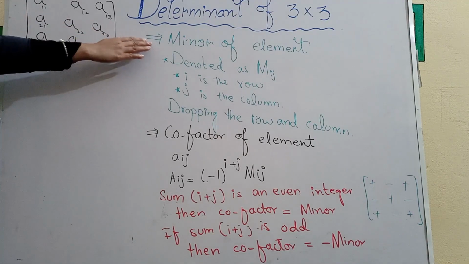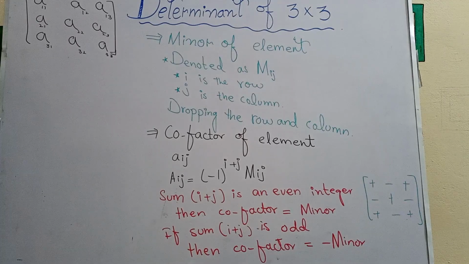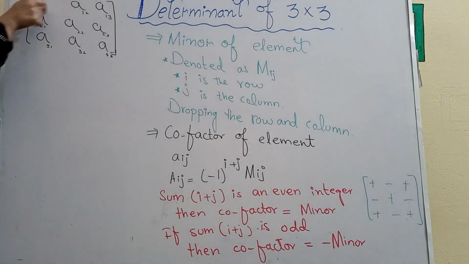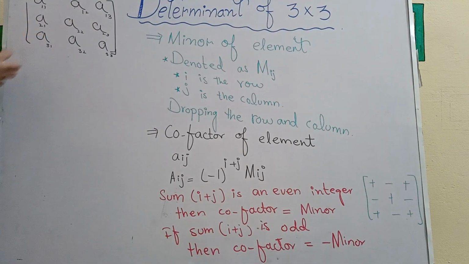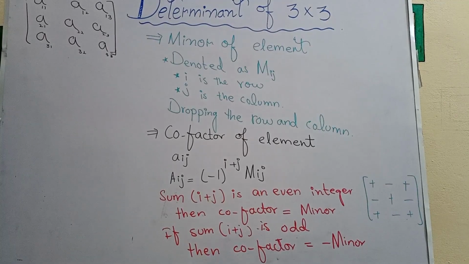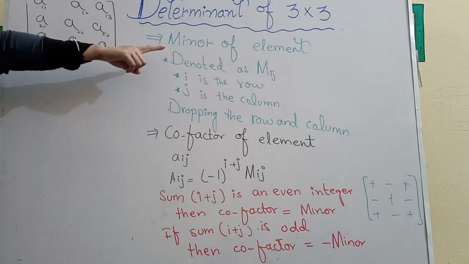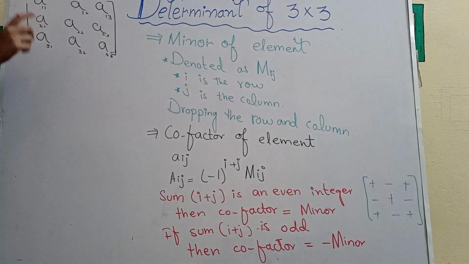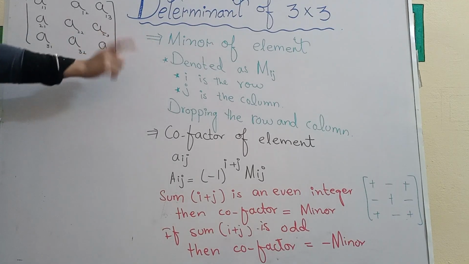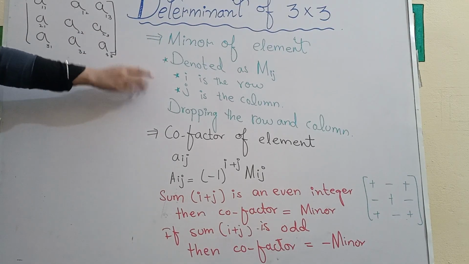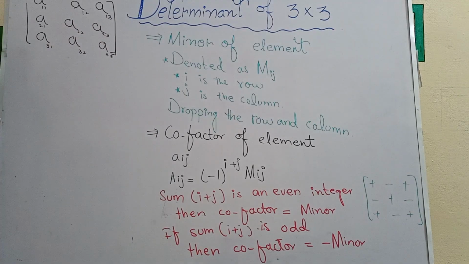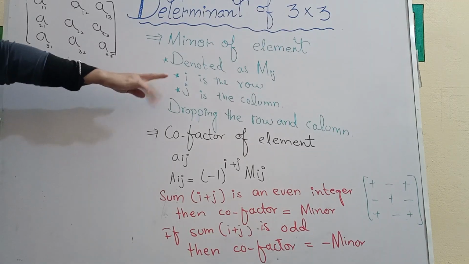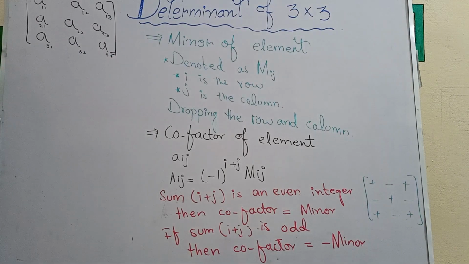So for the minor of a matrix, first we are going to learn how to calculate the minor of an element. Suppose this is an element. These all are different elements that compose a matrix. So we have to find how to calculate the minor. It is represented as capital Mij, the capital M with subscript i and j, where i is the row and j is the column. So for the minor of an element, we have to just drop the specific row and the column.